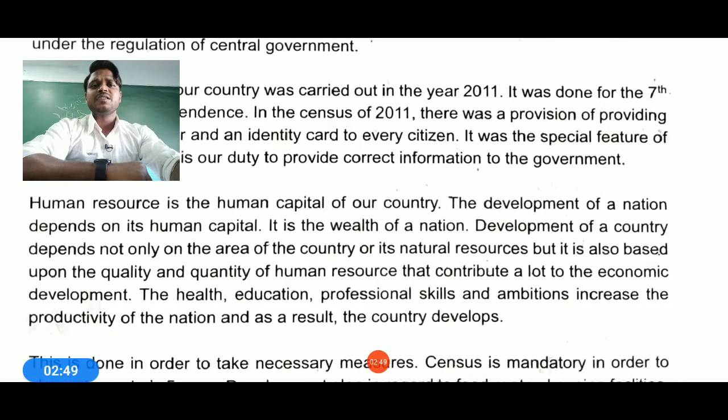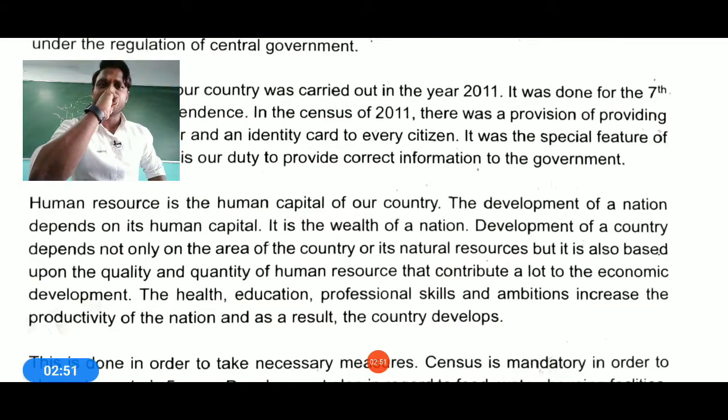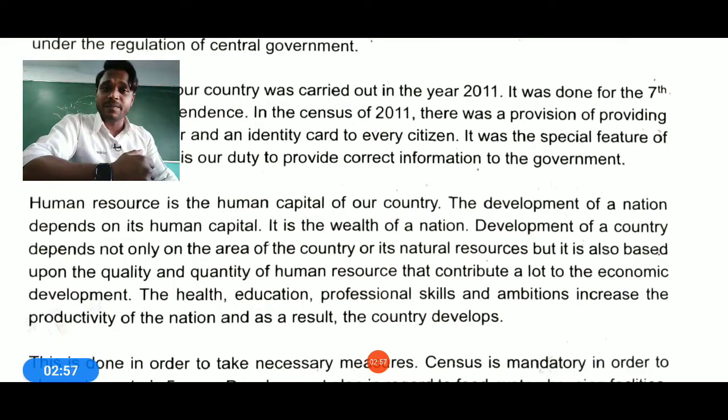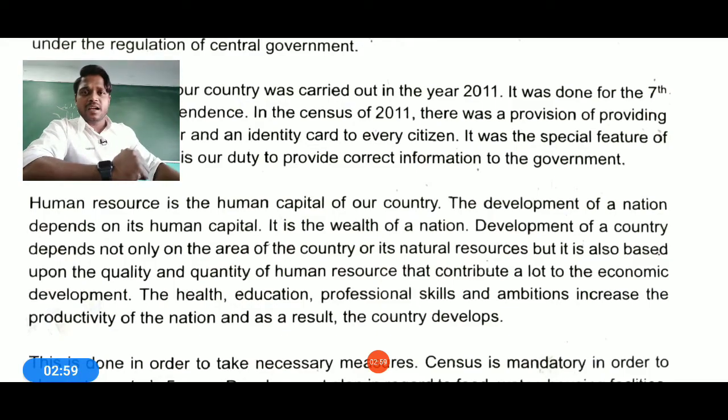Human resource is the human capital of our country. The more human beings, the more workable people, the more income and production can be generated, and the more industrial development can be obtained. That's how we can say the development of the nation depends upon human capital, and it is the wealth of the nation. The development of a country depends not only on the area of the country, its natural resources and heritage, my dear, it also depends upon the quality and quantity of its human resources, and that is how we can contribute a lot of economic development in our nation.